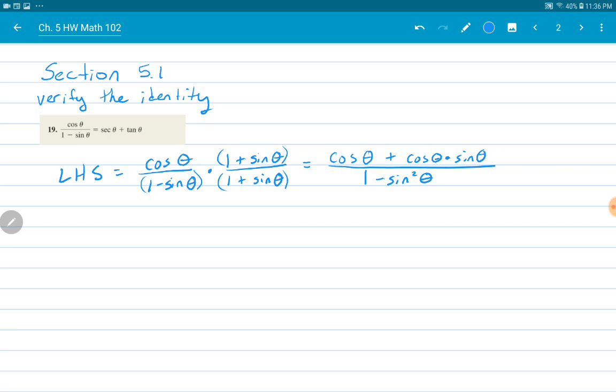And now in the denominator, when I multiply 1 minus sine by its conjugate, I get 1 minus sine squared, which I love because then I can apply that Pythagorean theorem and replace that with a cosine squared. That's going to help me get to that secant in the numerator. And then the numerator doesn't change.